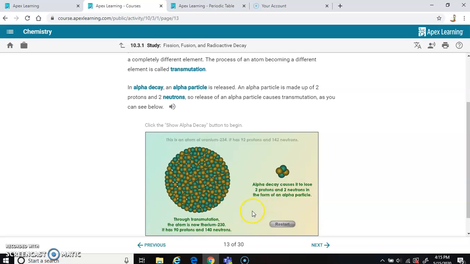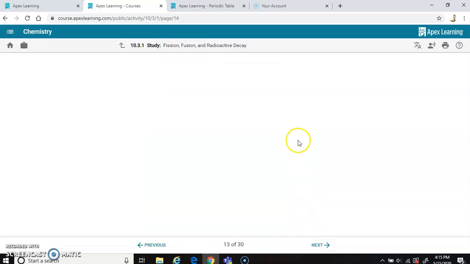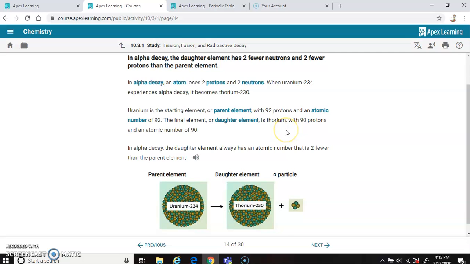So now we have to figure out, well, what is it? It's now thorium-230. How we could figure that out, we could go to the periodic table and find number 90, because it was 92. It lost 2 protons and went to 90, and now it's thorium. So how do I write that, or what do we call that? We call uranium the parent element. The new element that's formed is called the daughter element, and then there's an alpha particle, just the 2 protons, 2 neutrons.